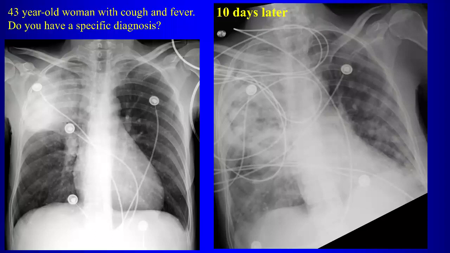It actually looks bigger on the second image, right? The right upper lobe looks like it's increased in size. Now, do you have a specific diagnosis? What kind of pneumonia is associated? What do we call pneumonias? What's the eponym for that? Whose name is attached to that type of pneumonia? Friedlander's pneumonia. That's Friedlander's pneumonia.